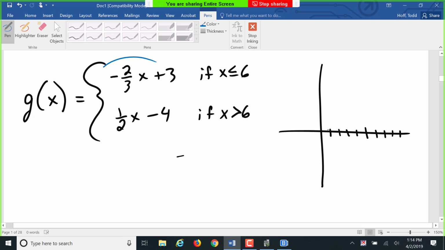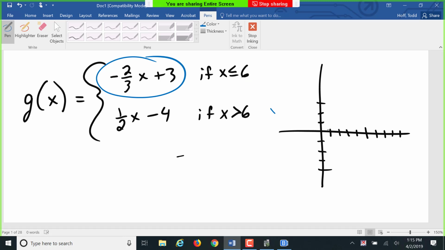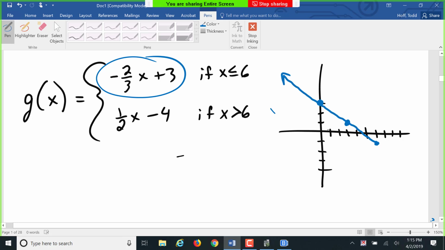So the first piece here we're going to graph, negative 2/3 x plus 3. So we start out at what spot? (0, 3). (0, 3) for a y-intercept right here. And from there we go down 2 over 3. Down 2 over 3 gives us our second point. We can do it again. Down 2 over 3 gives us another point. We know this gets cut off at 6, so I'm going to stop there. That's the first piece.